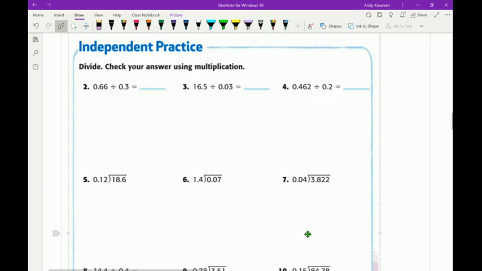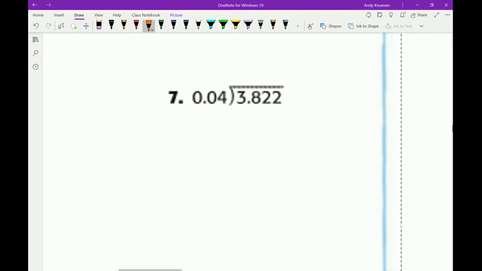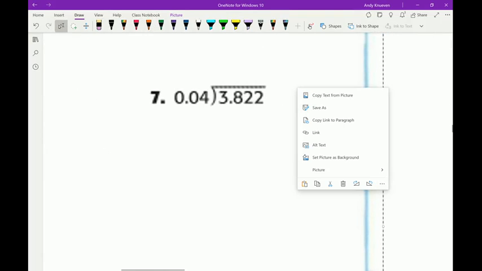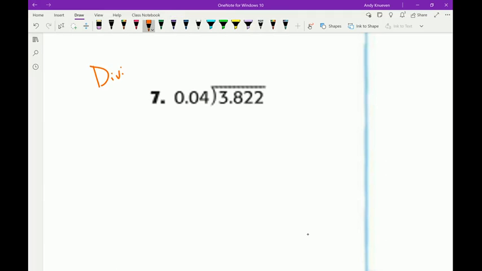All right, so let's zoom in and look at number 7. We see 4/100ths as our divisor, and we see 3.822 as our dividend. Well, the first step is always to turn your divisor into a whole number. So let's do that. We're going to bring the decimal over once and twice. So now we're looking at this as just a whole number of 4.